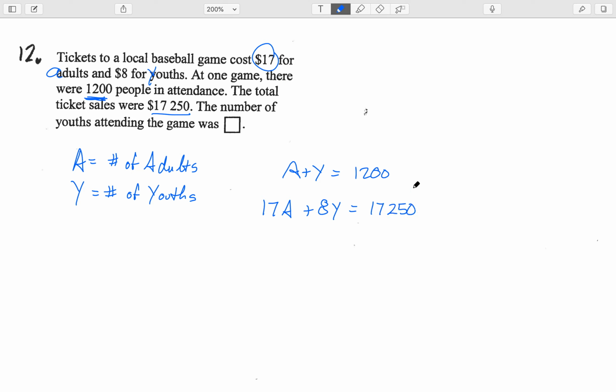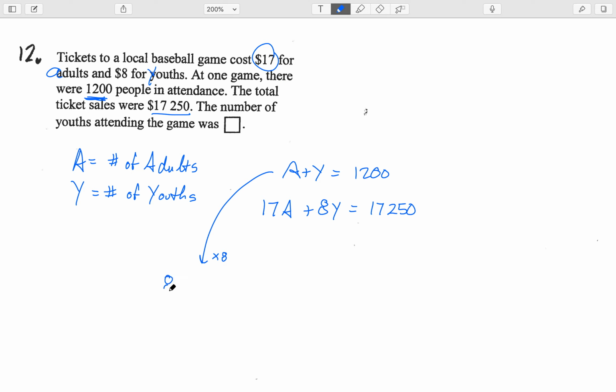17,250. Okay, I need to grab myself a calculator. These are going to be some big numbers here. Now, we could do this by substitution. We could solve for A is equal to or Y is equal to, but look, I've already kind of set them up one on top of the other. I have to multiply this one by 17 if I want to cancel out the A's. Why don't we cancel out the Y's? So let's do that. I'm going to do this one times 8.